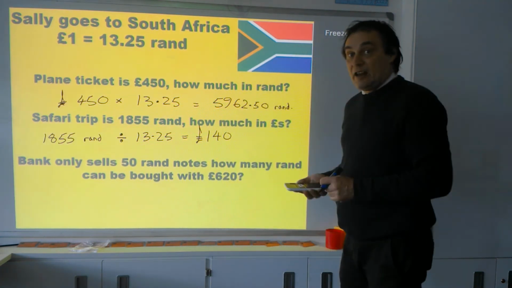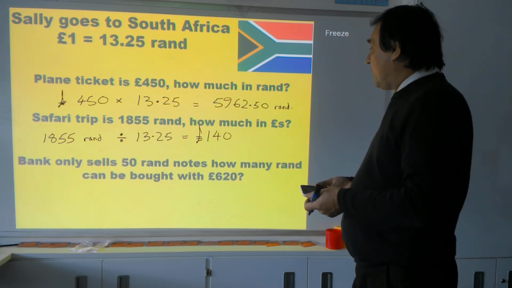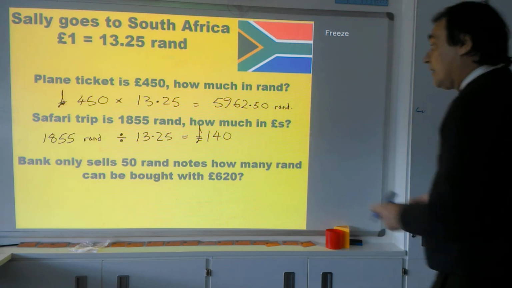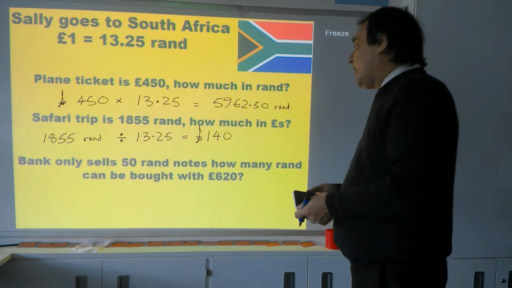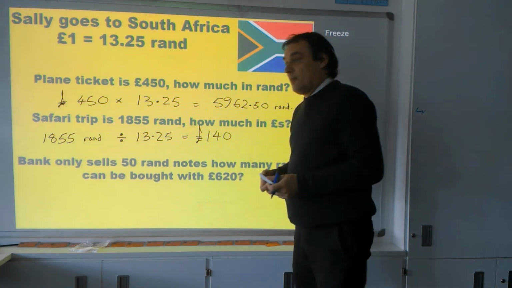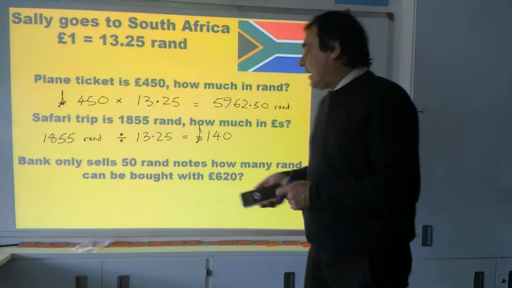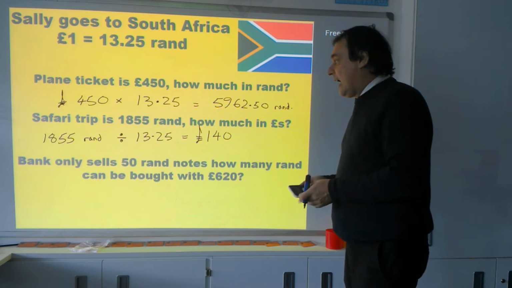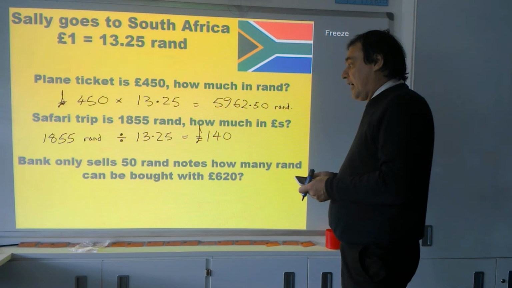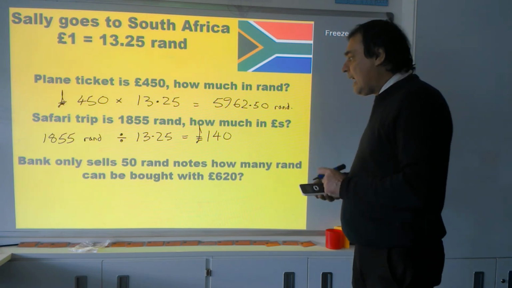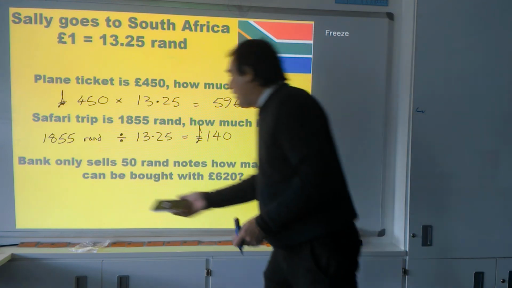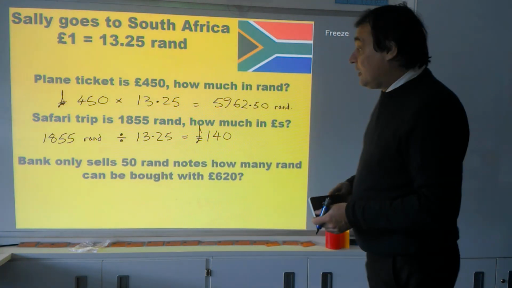So if you see 14 elephants on the safari trip, that will cost you about £10 an elephant. Okay, on to the last bit, the bank only sells 50 rand notes. Now Sally wants to take some cash with her in case the machines aren't working out in South Africa. So she's taking £620 worth of cash she's worked out. How much can she get? We've been told we've got a limiting factor here though, that the bank will only sell 50 rand notes.